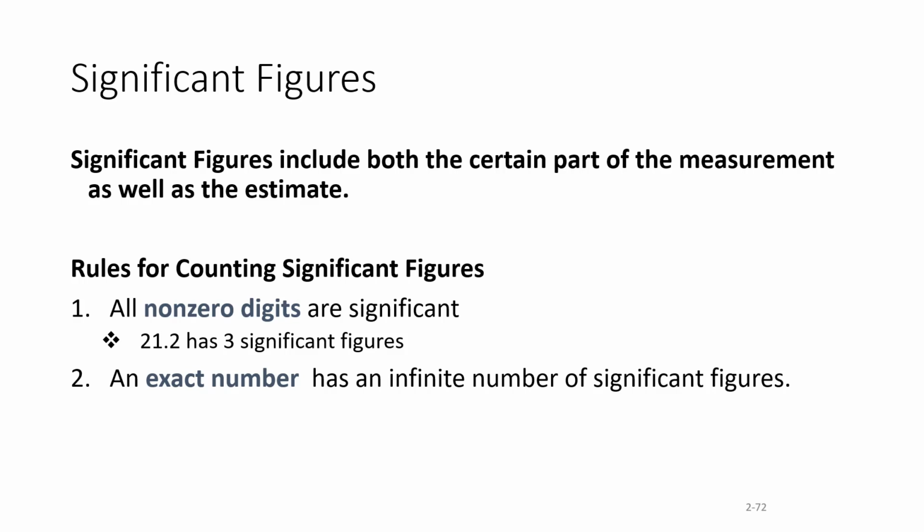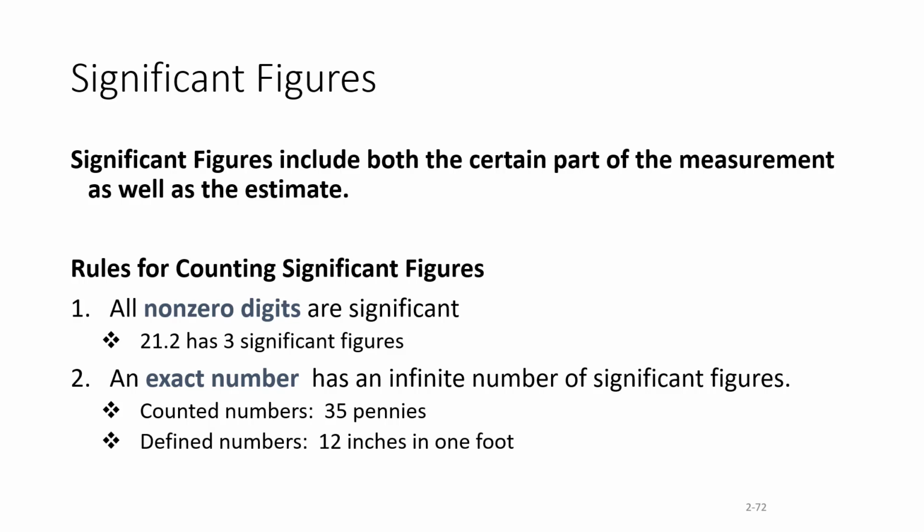An exact number has an infinite number of significant figures. So if there's 35 pennies, the 35 is significant. If we say 350 pennies, 350 are significant. Defined numbers are also significant. There's 12 inches in 1 foot.